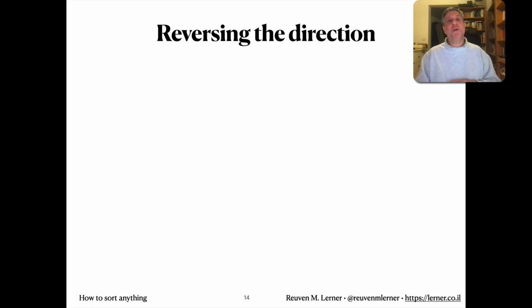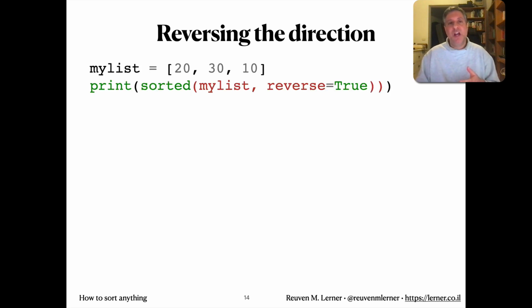Well, let's try something else. What if we want to reverse the direction? Instead of being from lowest to highest, we want it from highest to lowest. Well, then we can just use the reverse equals True parameter. If we set the parameter value to True, then suddenly we're going to get it reversed, from biggest to smallest.